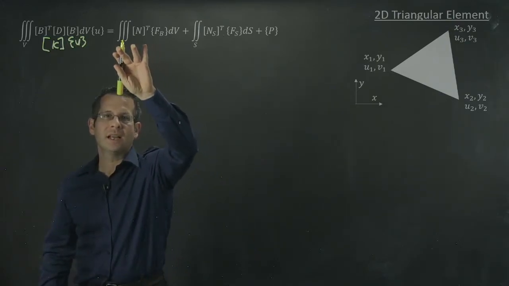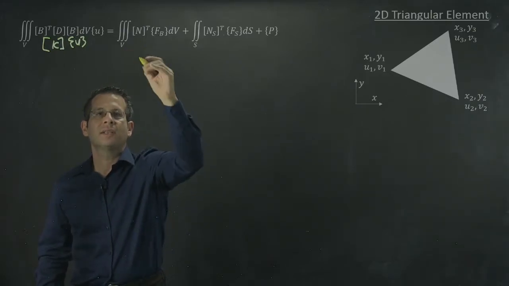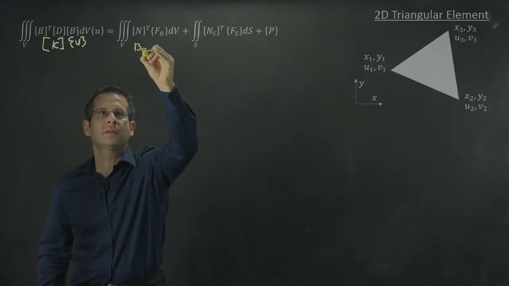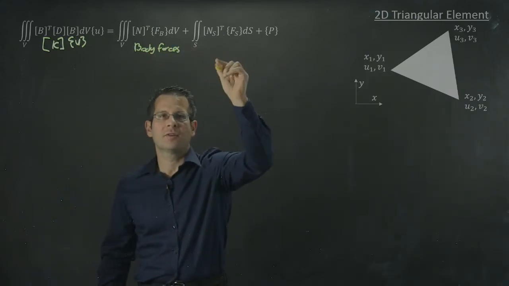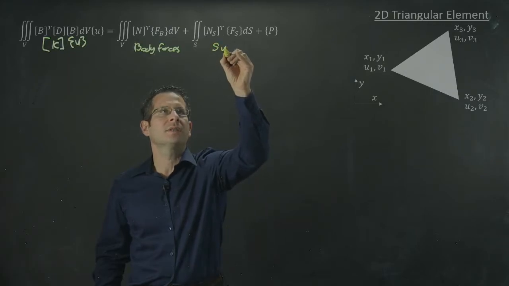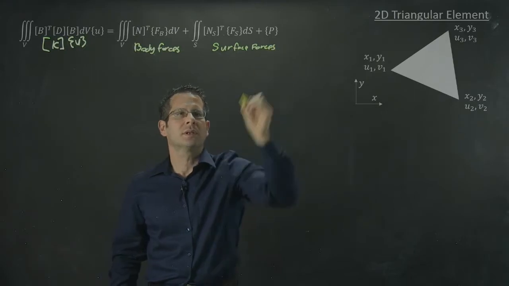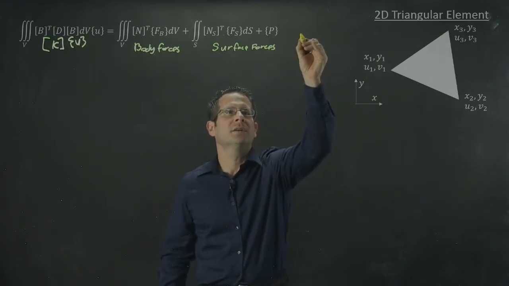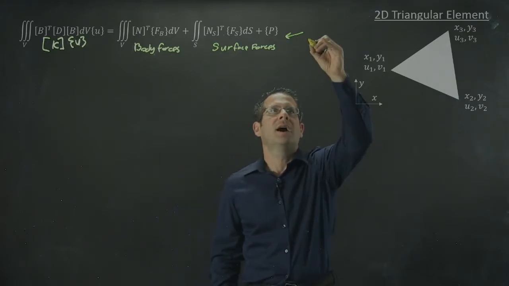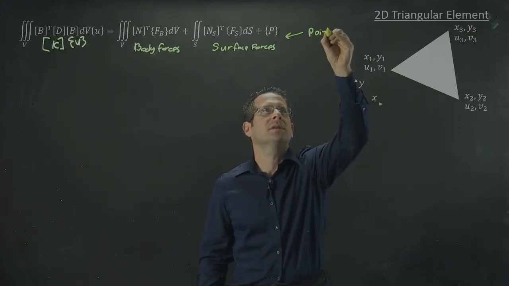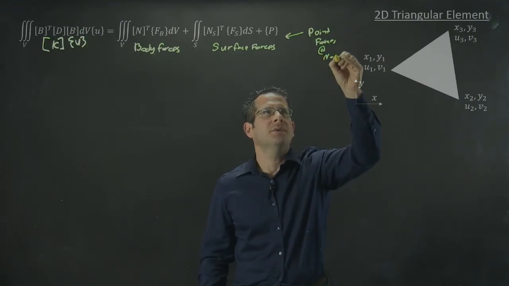This integral, which is a volume integral, represents body forces. This integral represents surface forces. And this vector represents point forces at the nodes.